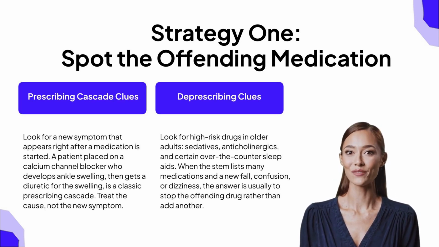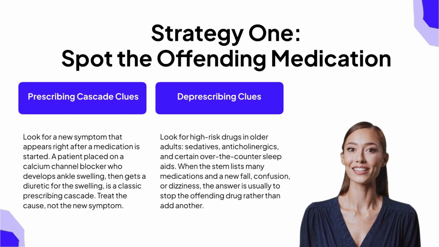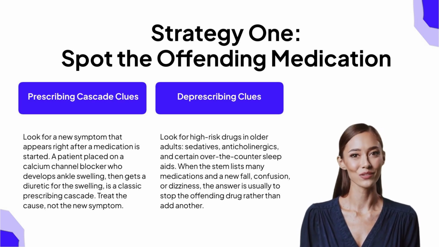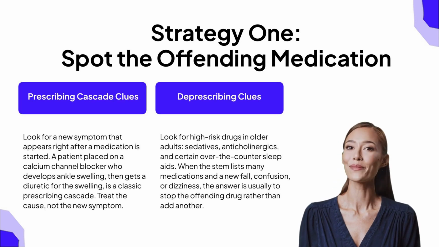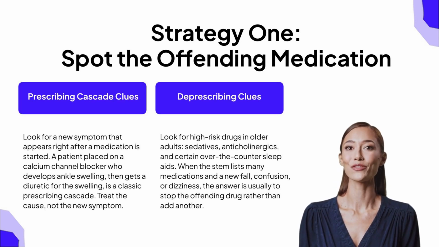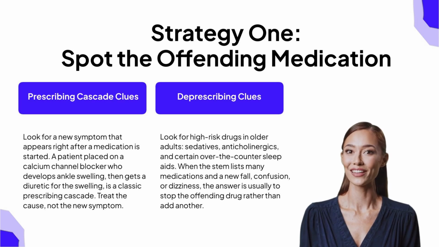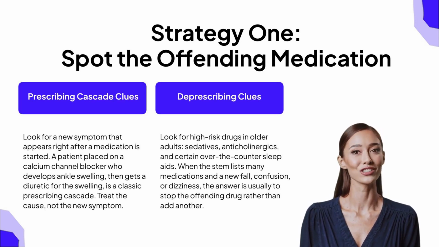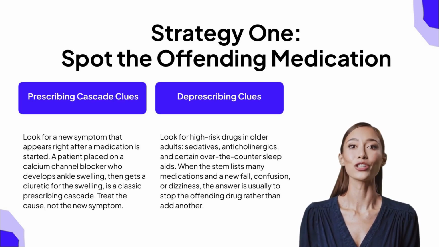Second, are there high-risk drugs on the list, such as sedatives, anticholinergics, or over-the-counter sleep aids? When the stem pairs a long medication list with a new fall, confusion, or dizziness, the answer is almost always to stop the offending drug rather than add a new one.